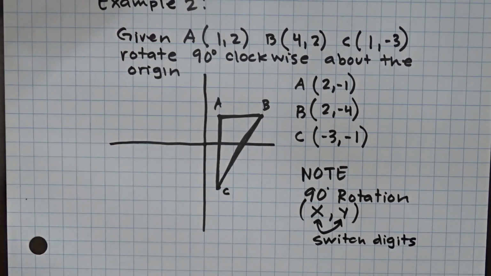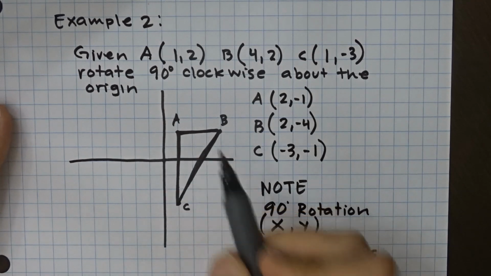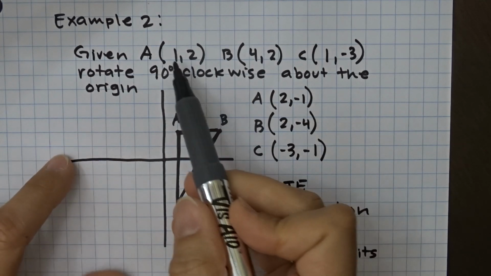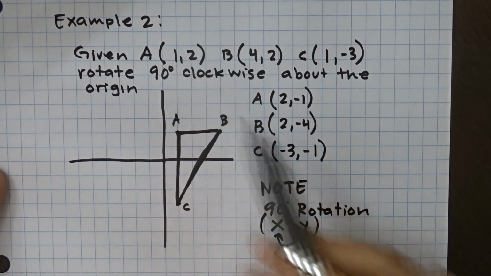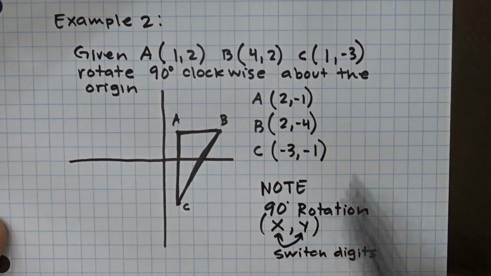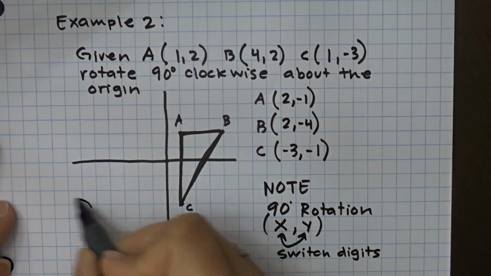Now I say switch digits because it's not opposites. It's the distance from 0 that is going to switch. So notice I had the digits 1 and 2. Now I have 2, 1. I had 4, 2. Now I have 2, 4. I had 1, 3. Now I have 3, 1. Now you're probably thinking, okay, so what's with the negatives? Well, there's another rule we have to remember, which is where it's going to land and what the quadrants tell us.